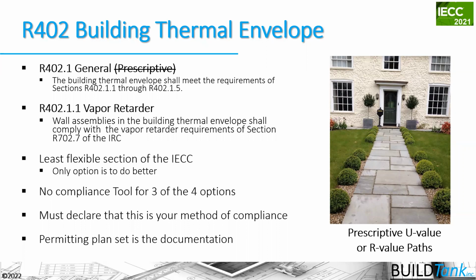You also always have to deal with vapor retarder issues in our climate zone specifically, and that takes you to the IRC to deal with that. But the big thing to know about this compliance option, what we call the prescriptive compliance options, is that they are the least flexible section of the IECC. You only have the option to do better than. You don't really have the option to trade off, except in the area weighted U-value compliance option.